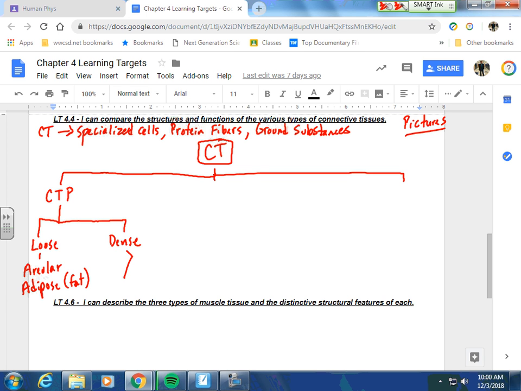Whereas dense, anybody know what dense would be? Sounds tough, doesn't it? Sounds like it'd be tough.